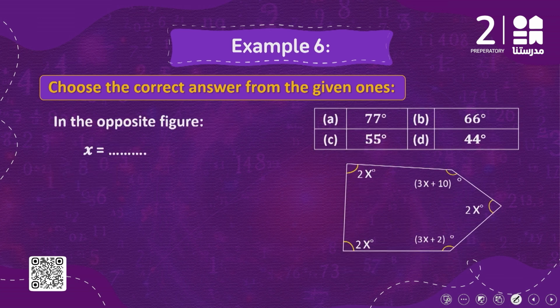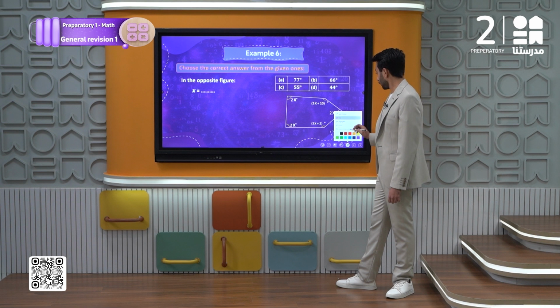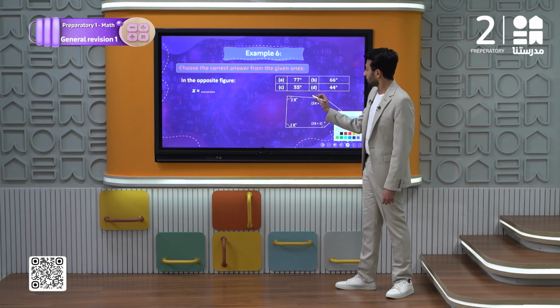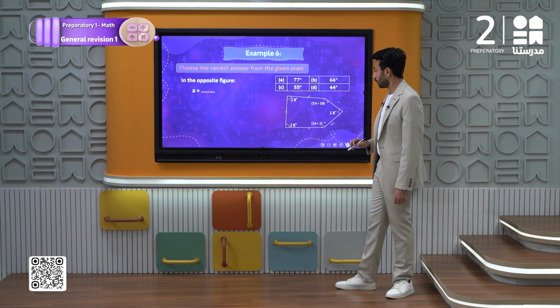In the opposite figure, x equals. Here you have this pentagon. How do we know that this is a pentagon? You can just count the sides: 1, 2, 3, 4, 5.